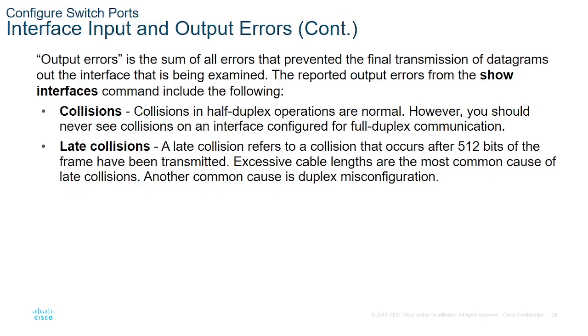Late collisions normally refer to collisions that occur after 512 bits of a frame have been transmitted, and this may be caused by excessive cable length, which is the most common cause of late collisions. That is, you running cables longer than 100 meters. Another cause could be duplex misconfiguration.